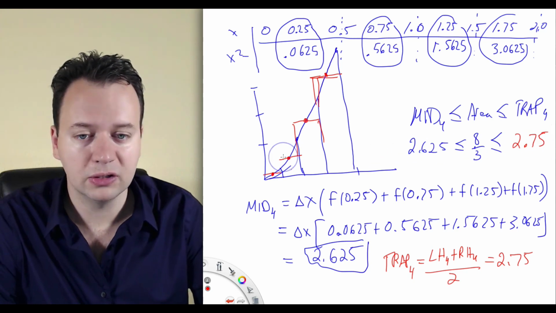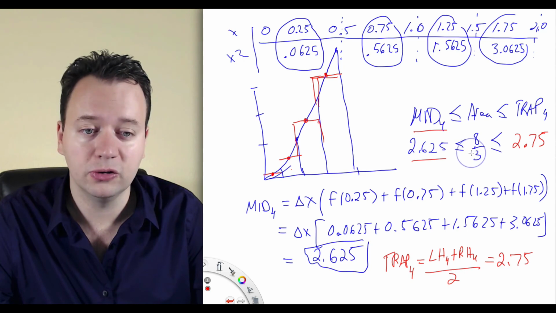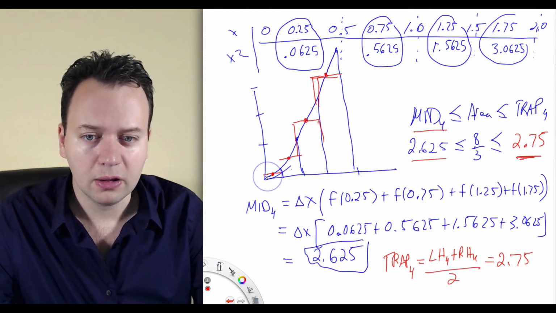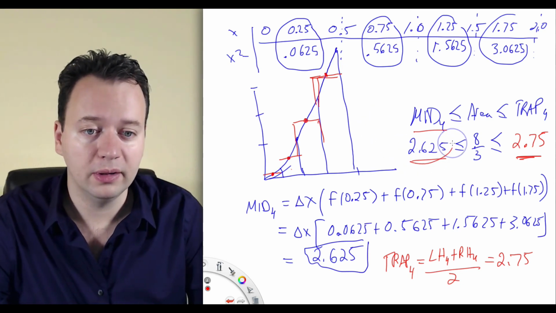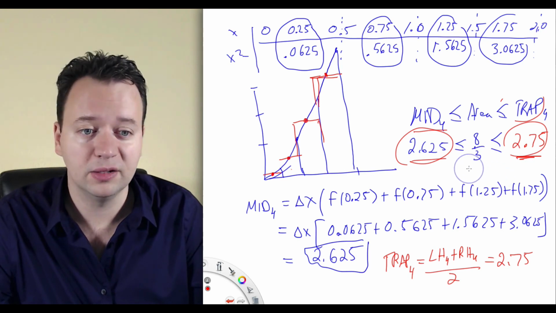So you'll notice it's concave up. The midpoint rule is indeed less than the actual answer, which is about 2.66, which is less than or equal to the trapezoid rule. So for a concave up function, the midpoint rule does return a lower estimate, and the trapezoid rule does return an upper estimate for the true value.